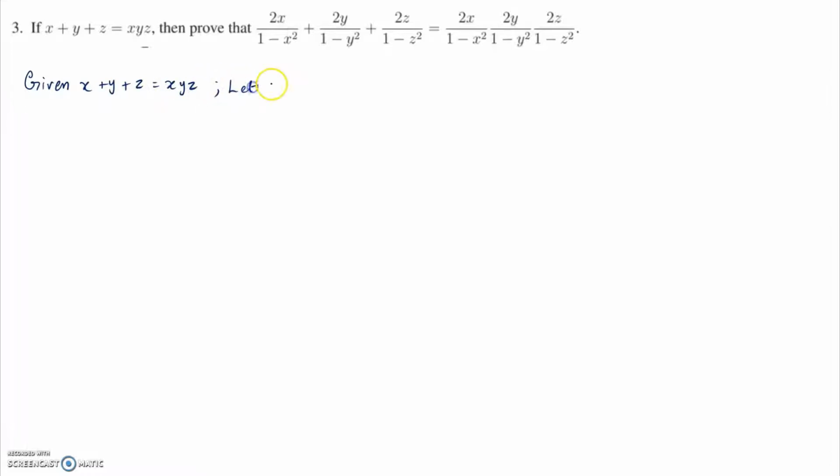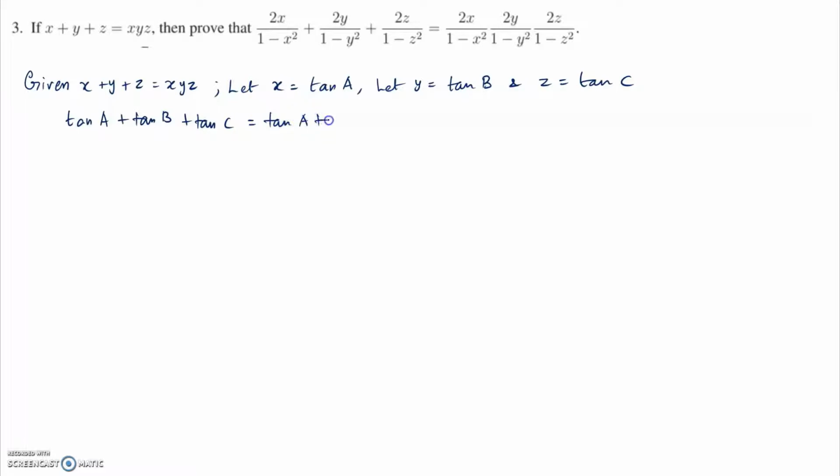Okay, so let x be equal to tan a and let y be equal to tan b and z be equal to tan c. Then we can say tan a plus tan b plus tan c is equal to tan a tan b times tan c, from the given expression here.